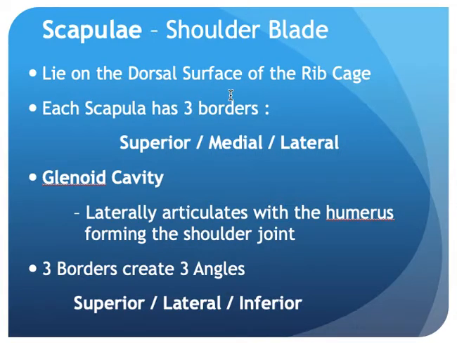Again, those terms come back all the time. The dorsal surface is the backside of your rib cage. Each scapula has 3 borders, so you want to make sure you can label them; we'll see the picture in a second: superior, medial, and lateral. You're also going to have a glenoid cavity. This is where my humerus fits in and forms my shoulder joint. Because I have these 3 borders, I create these 3 angles, and I want to make sure I can label them: superior, lateral, and inferior angle.